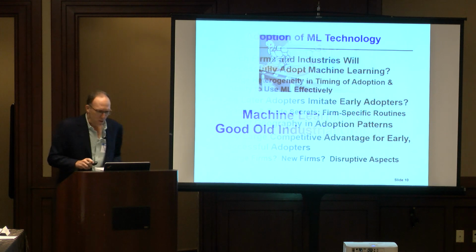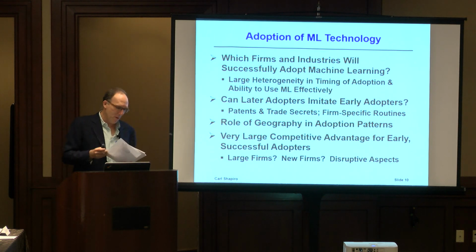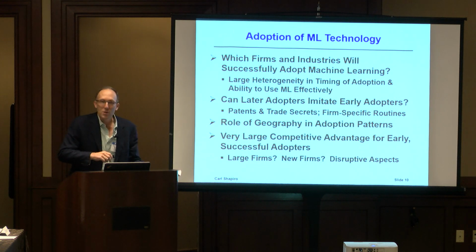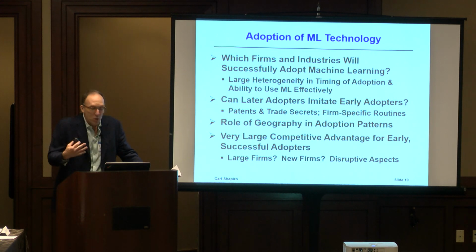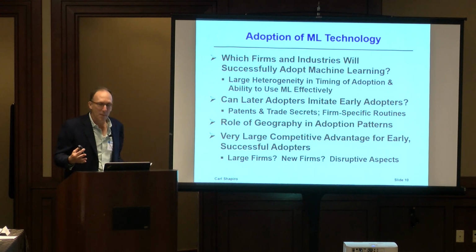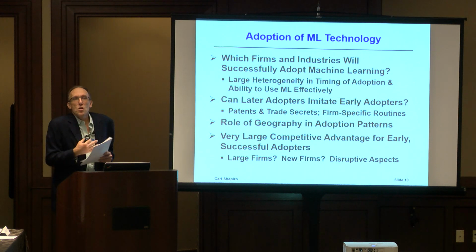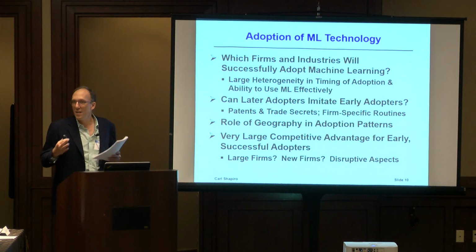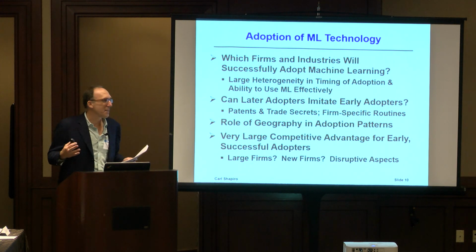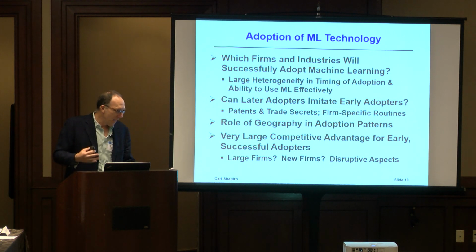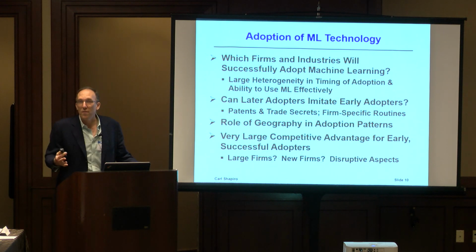So first, what about adoption? Some of the questions that first come to mind: which firms and industries are going to successfully adopt? The key thing to keep in mind is the work by John Van Reenen, Bloom, and others. There's enormous heterogeneity, even within an industry, in firms' efficiency, their productivity, and their absorptive ability. So we're going to expect to see a lot of heterogeneity in the adoption of machine learning technology, just as we have for other technologies.